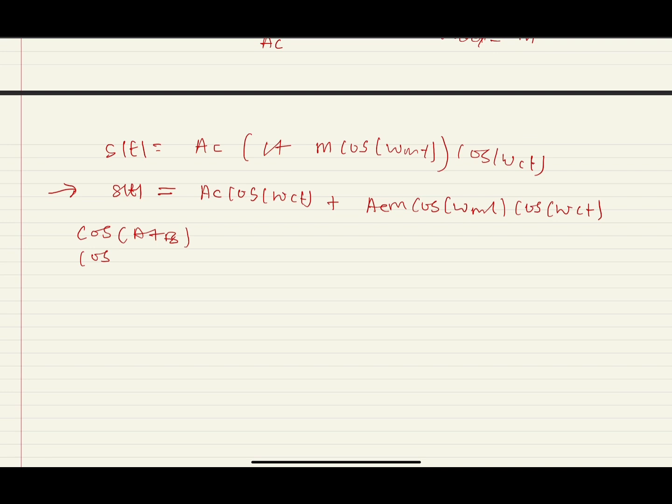Now, using the trigonometric identities, the first one is cos(A plus B), and the next identity is cos(A minus B). The first one is cos A cos B minus sin A sin B.